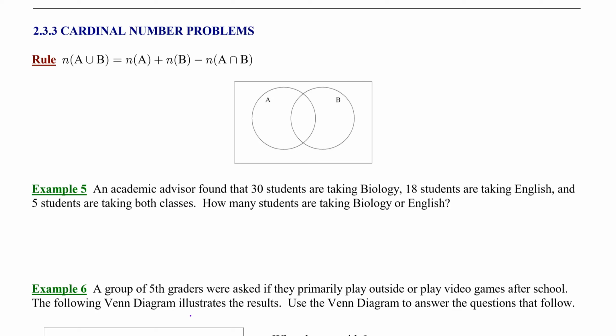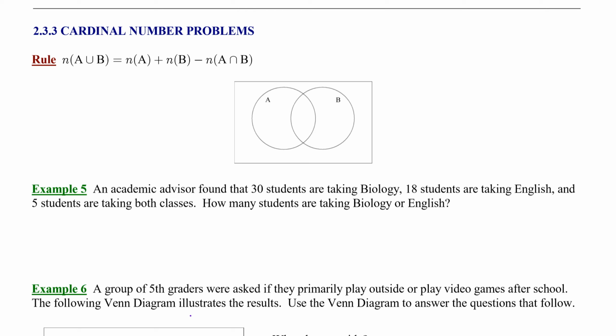Now that you've been introduced to complement, intersection, and union, we're going to add another layer over those operations on sets. In 2.3.3, we will study cardinal number problems. Now, here's the rule. Cardinal number of A union B equals the cardinal number of A plus the cardinal number of B minus the cardinal number of A intersect B.